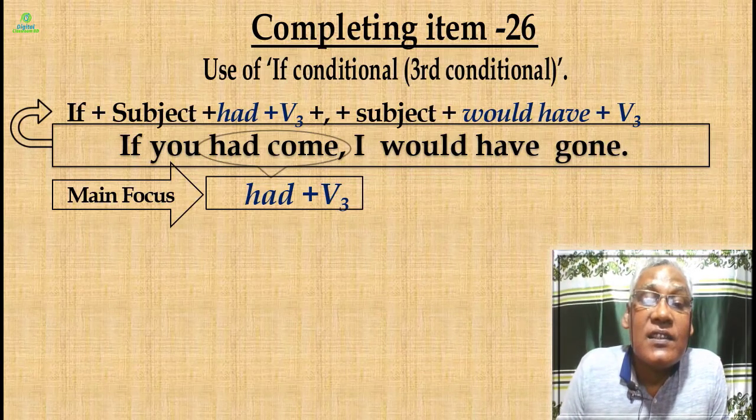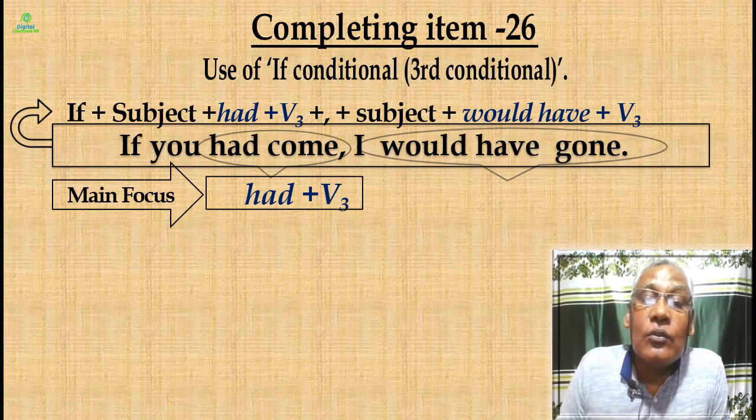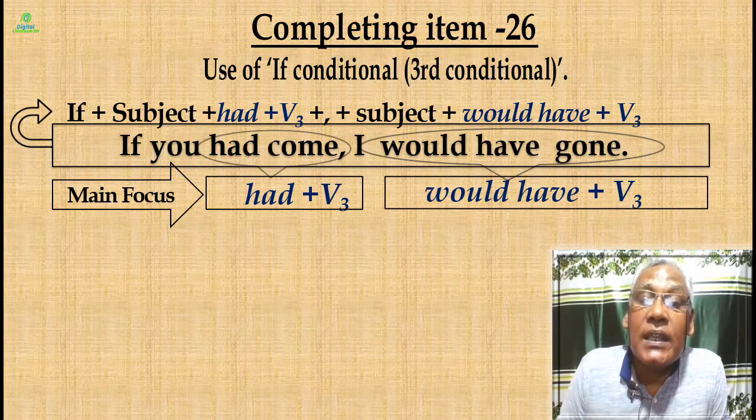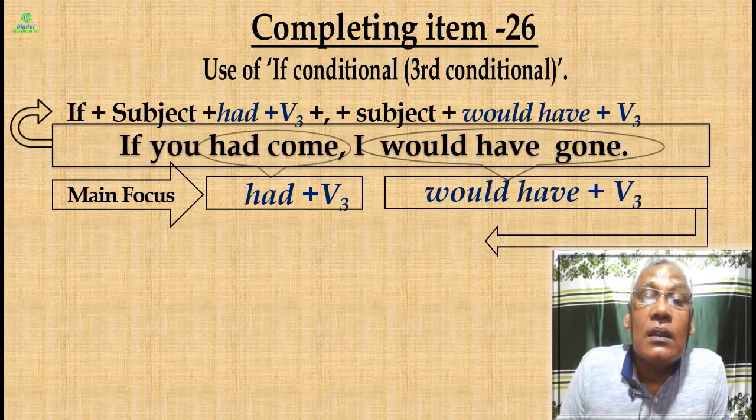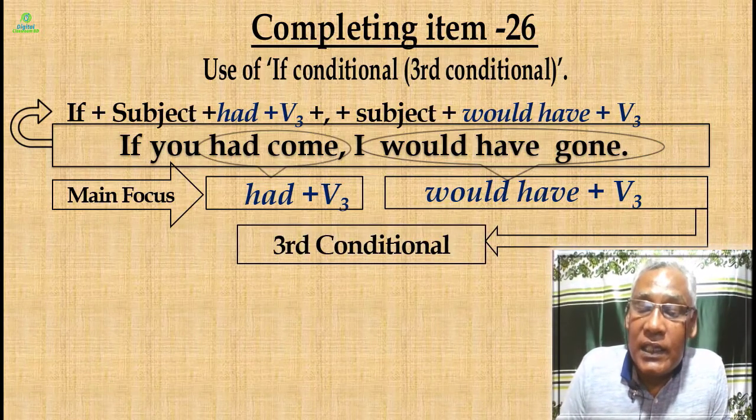Yes, it's known to you. Had plus verb 3. Okay. We usually use verb 3 after had, and would have, could have, might have plus verb 3. Would have plus verb 3. Have you noticed it? This is called third conditional. It's clear to you?